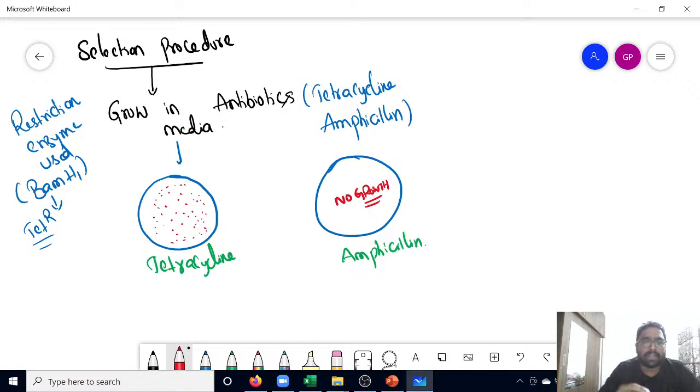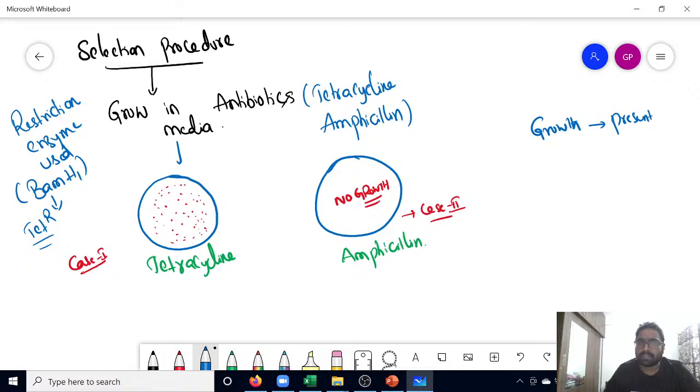Yes. So that growth is happening means what? See, this is case 1. Assume this is case 1, or case 2, just for example to you. So growth is happening. Growth is happening means growth is occurring. Okay, growth is present. Growth is present means which gene is active? You have to think. Which gene is active now? TET-R gene is active.